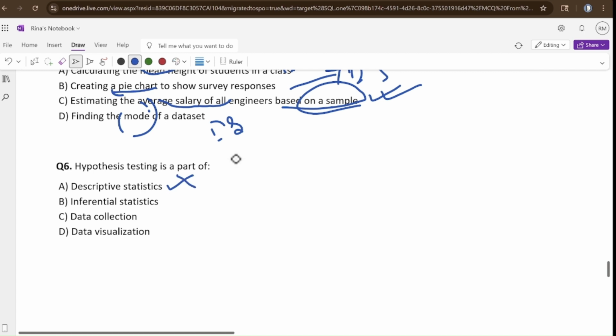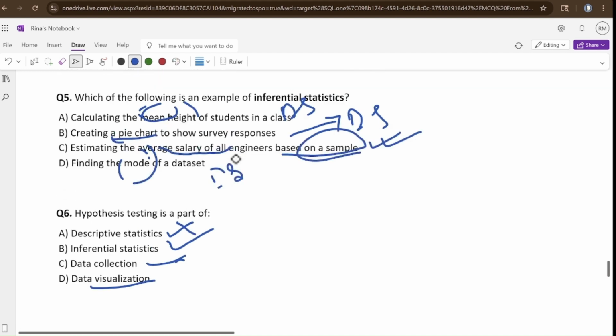No. Inferential statistics, yes. From hypothesis testing also we will do many MCQs. Okay. Data collection. Data collection is neither descriptive nor hypothesis. You are collecting the data. Data visualization comes under descriptive statistics.